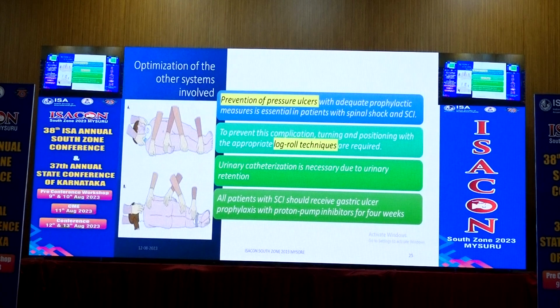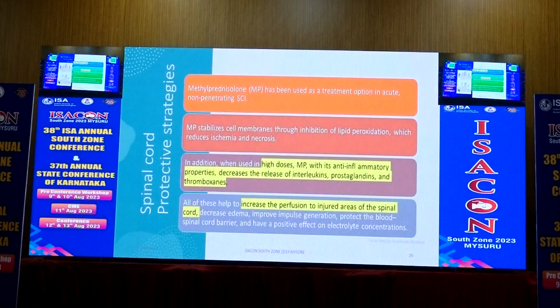And the next important thing is prevention of pressure ulcers with prophylactic measures. And whenever you want to move your patient, use the log roll technique. And as mentioned earlier, place a urinary catheter and maintain your IO charting. And all these patients should also receive gastric ulcer prophylaxis with proton pump inhibitors for at least 4 weeks.